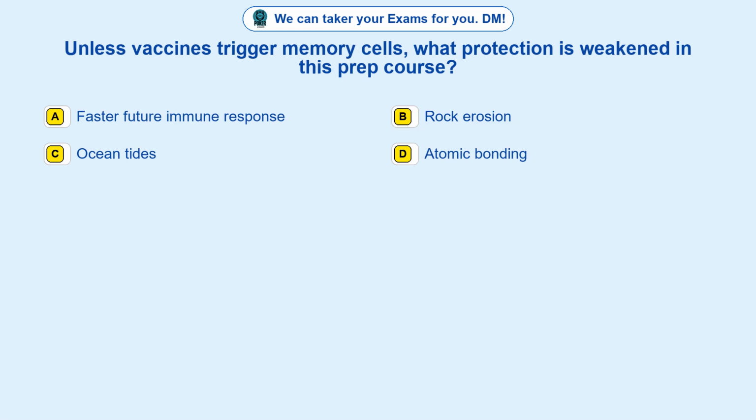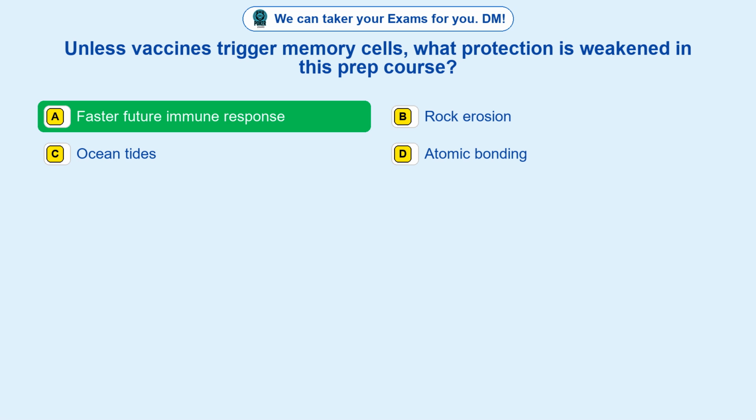Question 22. Unless vaccines trigger memory cells, what protection is weakened in this prep course? Option A. Faster future immune response. Option B. Rock erosion. Option C. Ocean tides. Option D. Atomic bonding. The correct answer is option A.